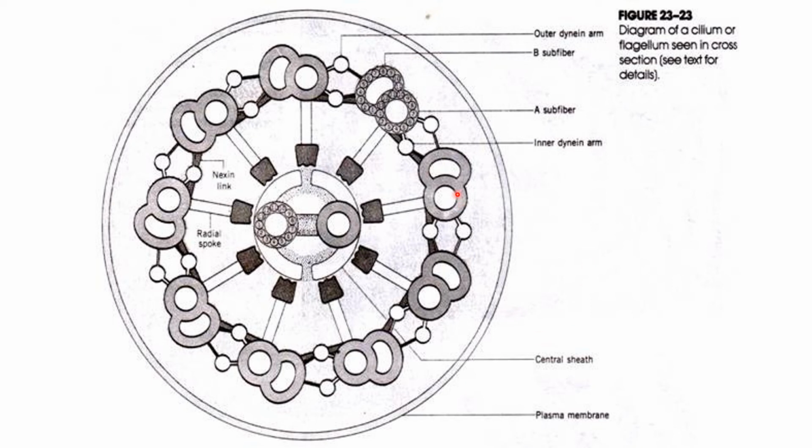Again, A contains 13 protofilaments, B contains 10 protofilaments. A is connected to the next doublet's B by nexin, A is connected to the singlet by the radial spoke, and A is connected to dynein arms.